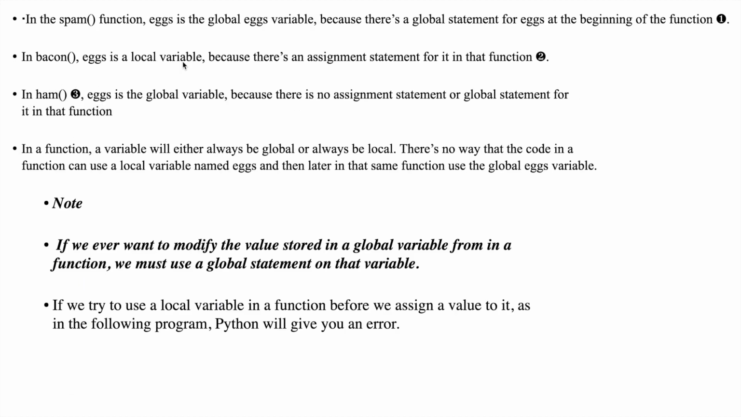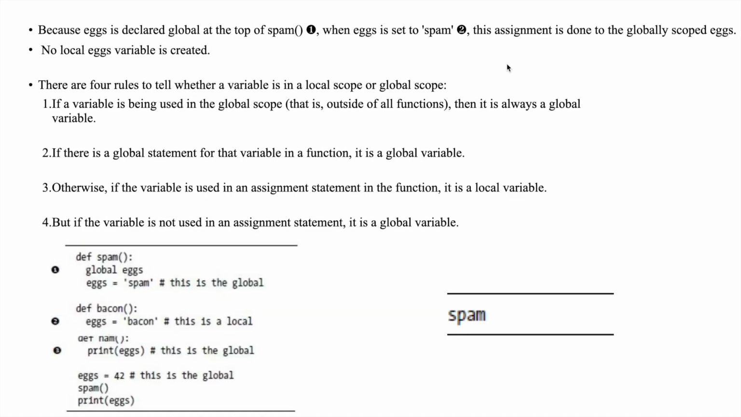Next is the second case. In bacon, x is a local variable because there is an assignment statement for it in that function. So if the variable is used in an assignment statement, it's a local variable. See, x is equal to bacon. That means I used an assignment statement, and that's why this is a local variable. Global x, because I used a global statement, it's a global variable. X is equal to bacon, I used an assignment statement, that's why it's a local variable.